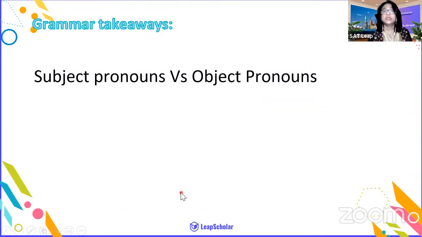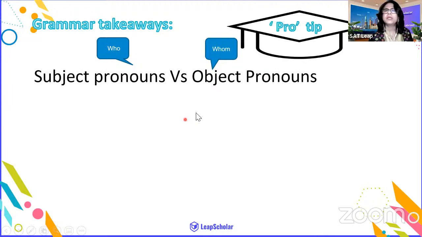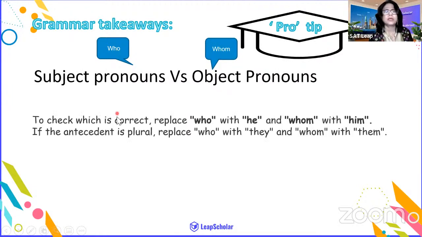Good. Okay, so what is subject pronoun and object pronoun? Very quickly, let's take a look at these. Who is a subject pronoun, because who replaces a subject or acts as a subject. Whom is an object pronoun. What do I mean by the subject and object? Very quickly, to check which is correct, replace who with he, as I already told you, and whom with him. If the antecedent is plural, do the same with they and them. So how do I do that?